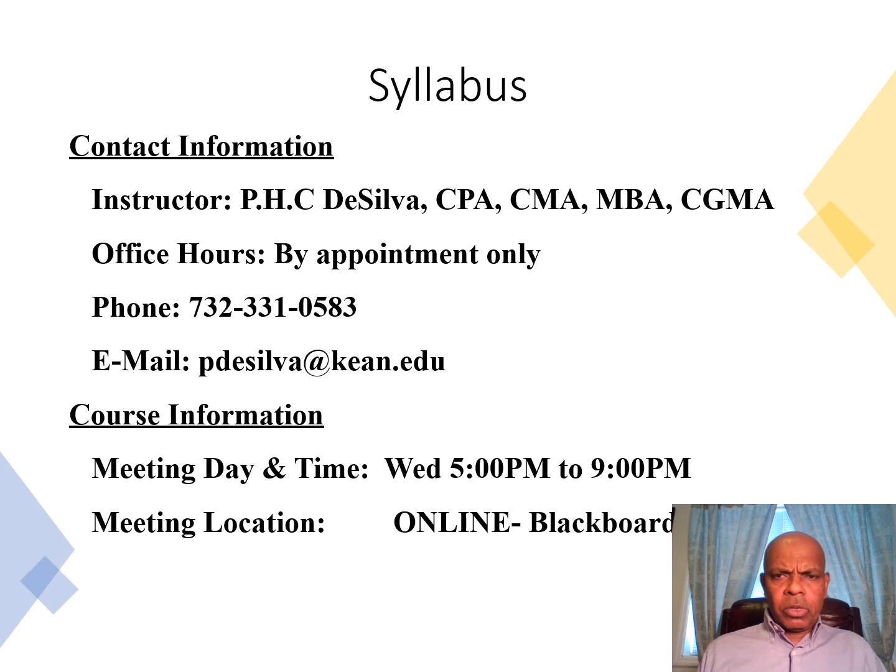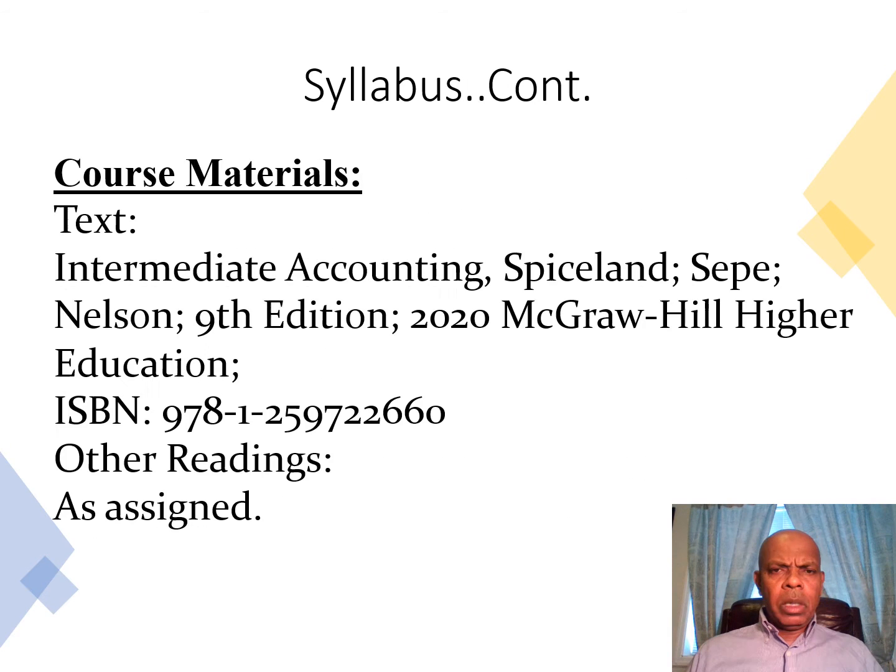Okay, let's go to the next part. The course material: you're required to have your textbook. This is the information: Intermediate Accounting, 9th edition. I think they do have a 10th, 11th, whatever it is, but the 9th edition is much cheaper when you get it. That's what I'm going to use for this semester. There's not much change, so you don't have to spend a fortune to get the book. You have access to it online, much cheaper.